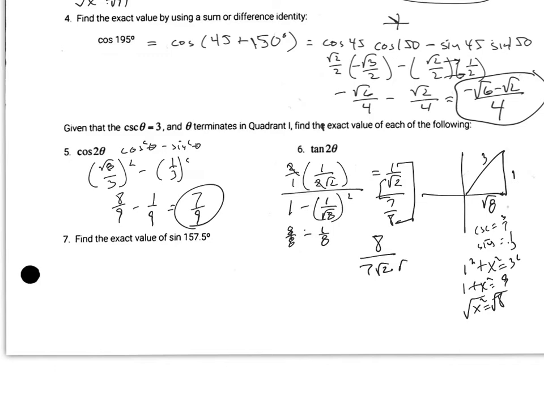Can't have a radical in the bottom, so we're going to rationalize this. So we get 8 radical 2. Now the bottom, radical 2 times radical 2, that's 2, times 7, that's 14. So this reduces to 4 radical 2 over 7.